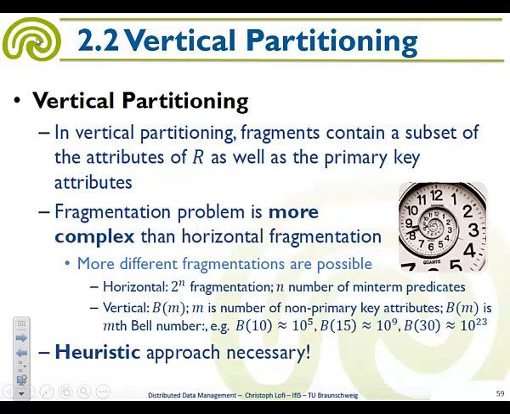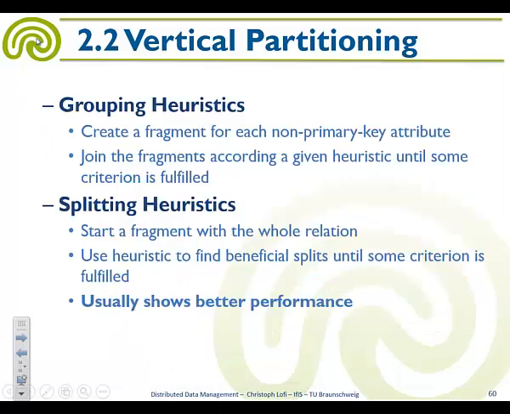Good. Yeah, vertical partitioning. Vertical partitioning is a little bit more tricky than horizontal partitioning because you still have to be able to recompose the fragments. And for recomposing the fragments, you have to duplicate the primary key. We have seen that already. And you have a hard time finding an optimal solution. So vertical partitioning is usually done using heuristics. And you usually have two types of heuristics. The one is grouping heuristics, the other is splitting heuristics.